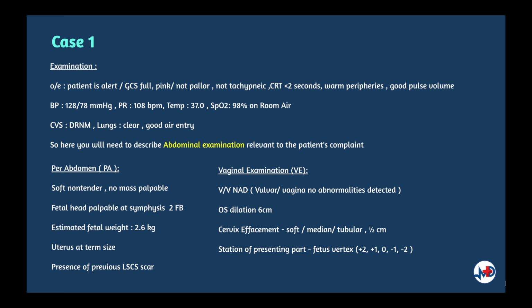The fetal head was palpable, two finger breadths above the symphysis. Estimated fetal weight was 2.6 kilograms. Uterus is at term and there is presence of a previous lower segment caesarean section scar. As for the vaginal examination, it was normal. The vulva and vagina had no abnormalities detected. The os was dilated to 6 centimeters. The cervix was effaced, soft, median and tubular, measuring half a centimeter. The presenting part of the fetus is in vertex position.